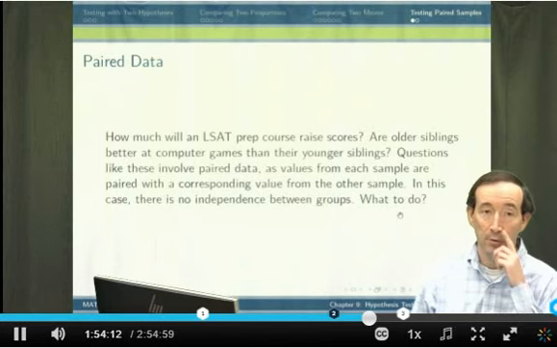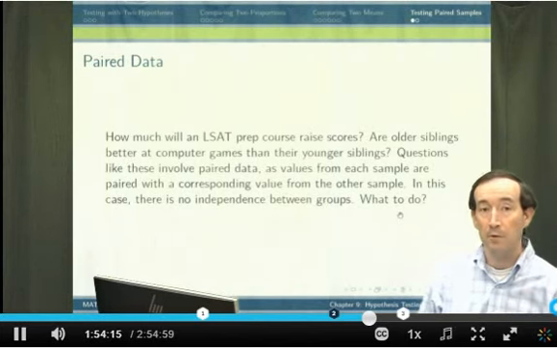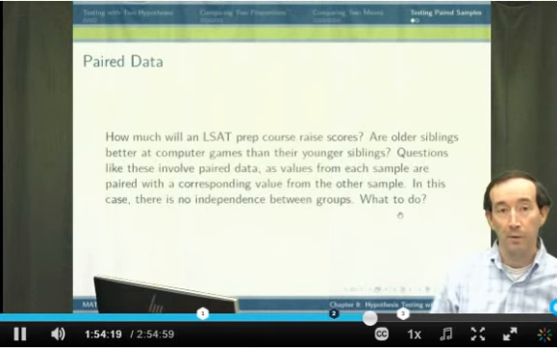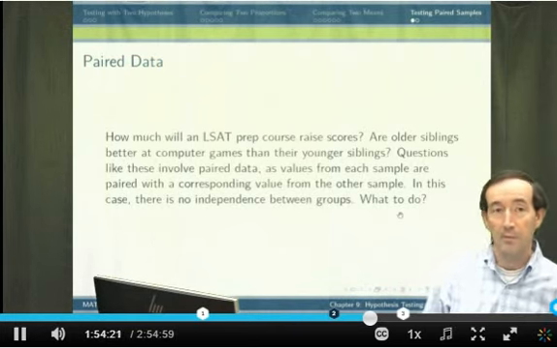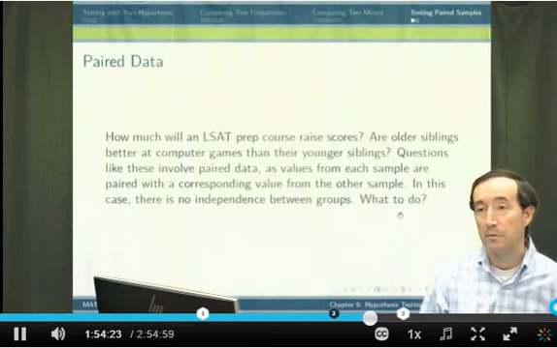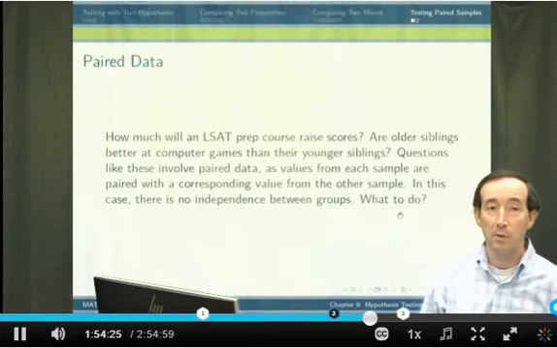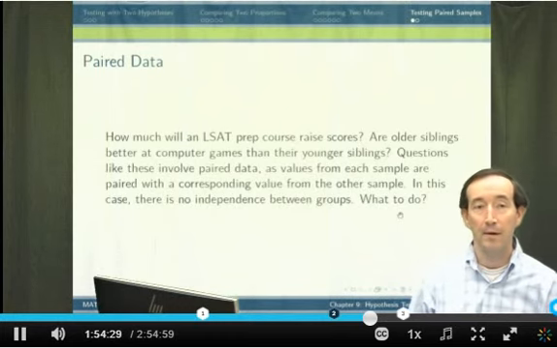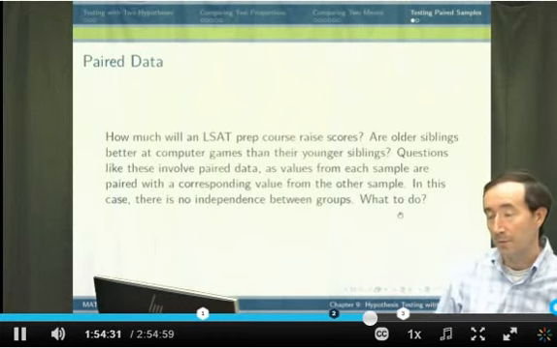They're definitely not independent groups. Knowing that an older sibling performs very well at a game might help me know whether the younger sibling performs very well or does not perform well at all. Right, so again, I might see a connection between those two groups. So the independence of groups assumption here is violated. I cannot use that two-sample t-test.